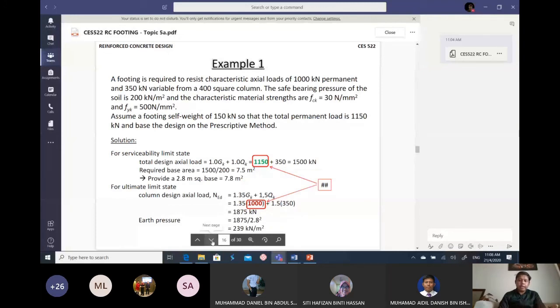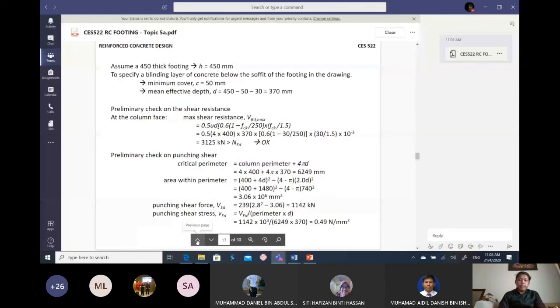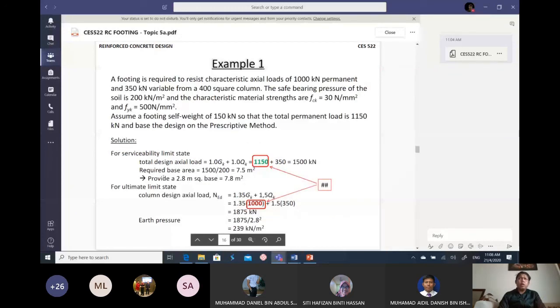Okay, we determine the size. When you would like to determine the size of your foundation, I advise you to provide a square foundation. I advise you to have a size that is easy to measure. So 2 meter times 2 meter, 2.5 times 2.5, 3 times 3. Don't go to 2.75 or 2.73, okay? So it is advisable to be like that.